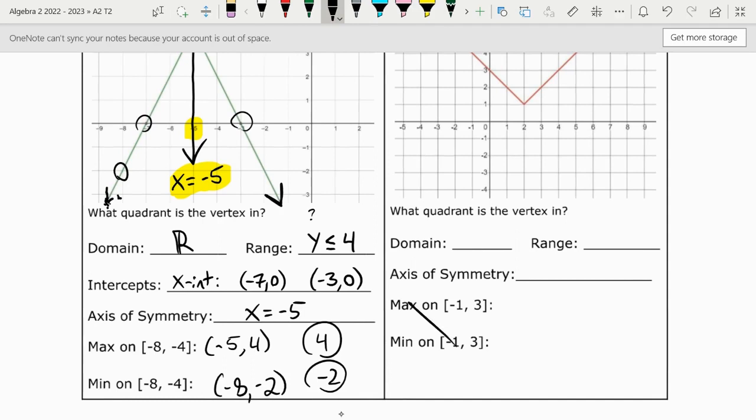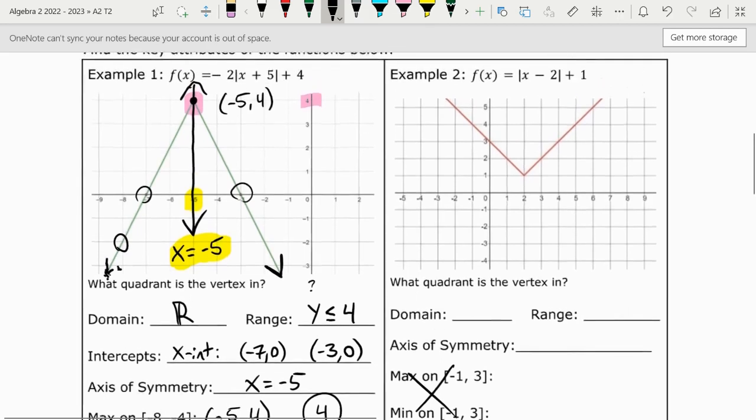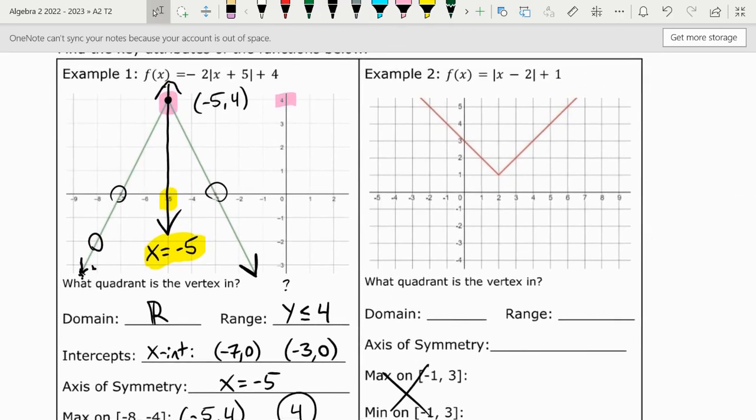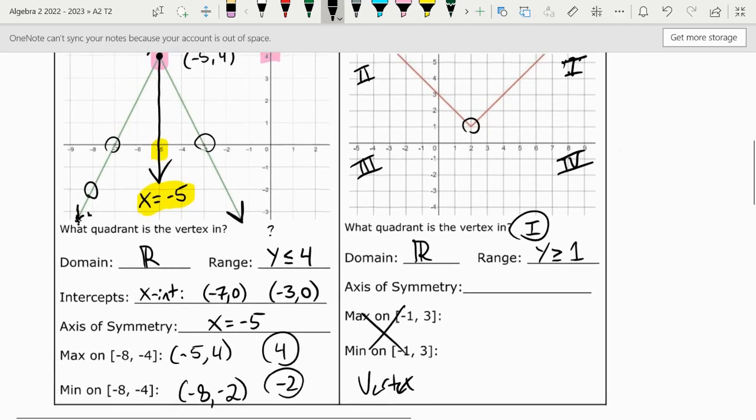Okay, for the next one, I'm just going to focus on the vertex. Okay, let's see. What quadrant is the vertex in? Well, if we label our quadrants, 1, 2, 3, and 4. Okay, we can see that the vertex is in quadrant 1. Okay, the domain, all real numbers once again. The range is going to be all the y values greater than or equal to, let's see, my y value at the vertex is 1, so it's going to be 1. My vertex is at 2, 1, which is why we get that range.